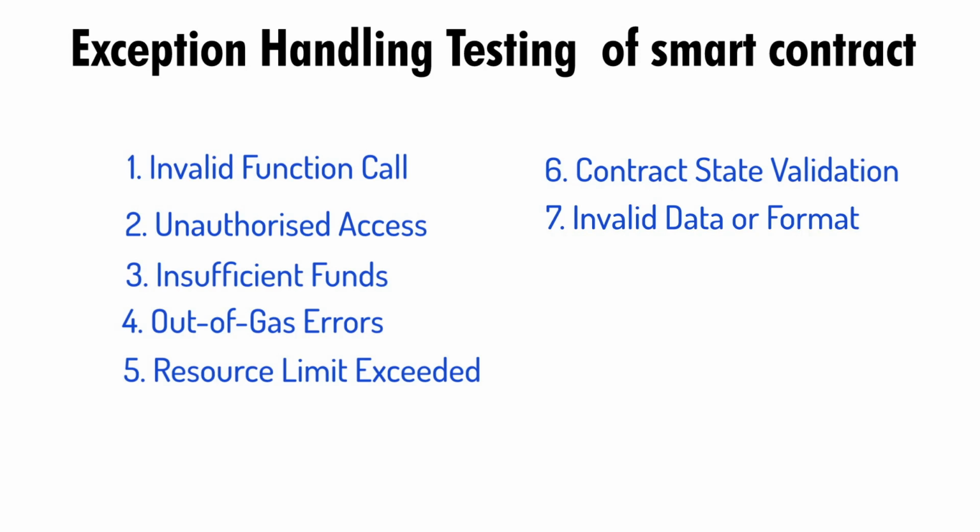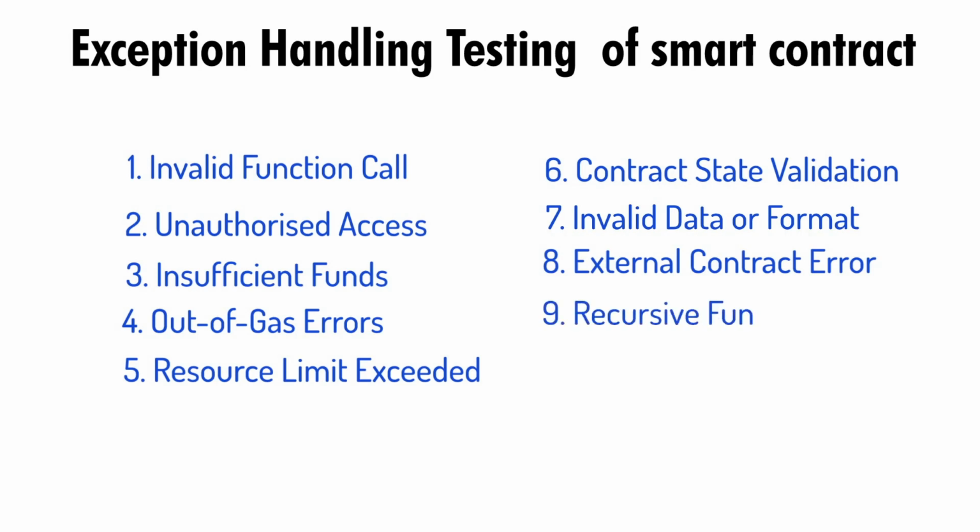Test the scenarios where the contract receives invalid or unexpected data or data in the incorrect format. Verify that the contract throws an exception or reverts the transaction when encountering such invalid data. External contract error. Test the scenarios where the contract interacts with external contracts and encounters errors or exceptions from the interaction. Verify that the contract handles external contract errors gracefully or throws an appropriate exception or reverts the transaction.